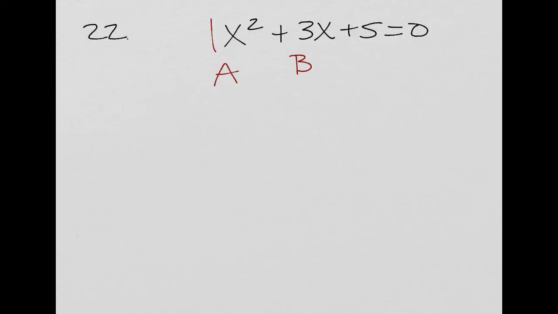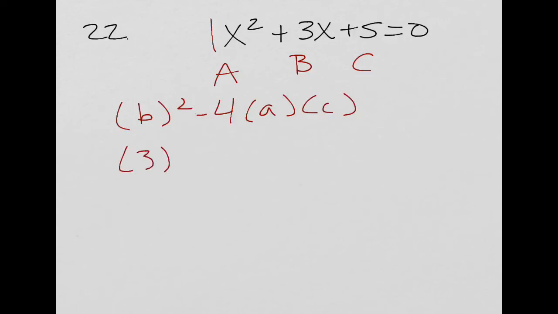The next section asks you to solve using the quadratic formula. So you have this equation. Your A is 1, B is 3, and C is 5. Anytime you do the quadratic formula, you're going to do the discriminant first. So that would be 3 squared minus 4 times 1 times 5, and that gave me negative 11.